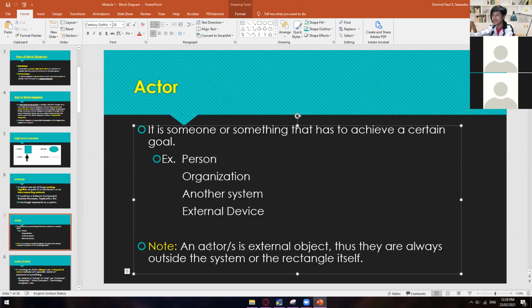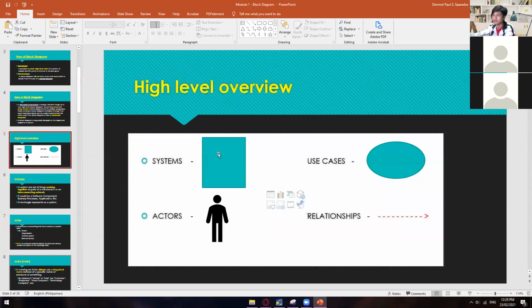Note, an actor or actors is an external object, as they are always outside the system, or the rectangle itself. So they are always beside it. So this is, let's say, your input, and then another actor here, which is your output or another system.